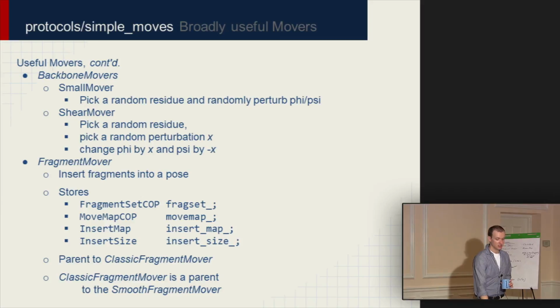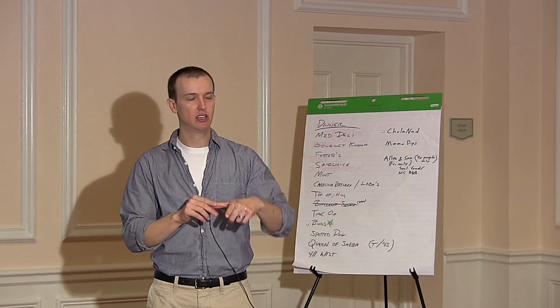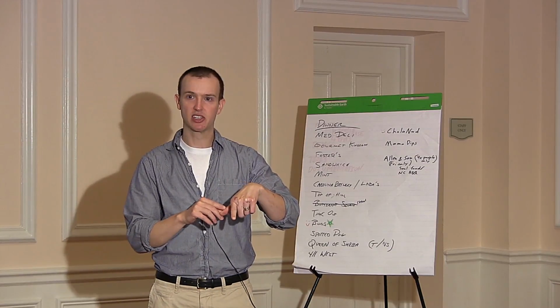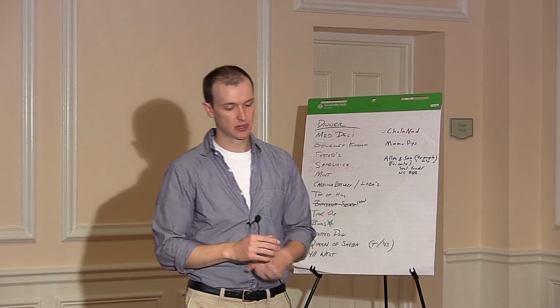There's the shear mover. So this one, it also picks a random residue. It picks a random perturbation. So it's going to sample from a Gaussian, and it's going to change dihedral angles by some random amount x, and then applies that perturbation such that it changes phi by x, and then it changes psi by negative x. And this has the result of minimizing the amount of downstream distortion. So psi is going to accommodate the change in phi. And so it's an attempt at a very local move to the structure.